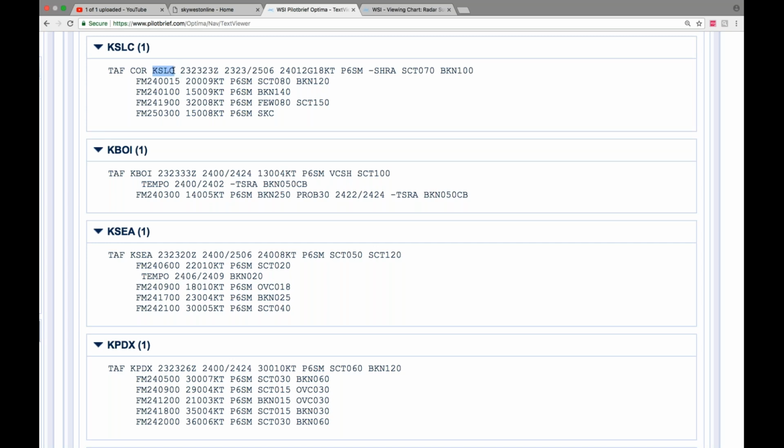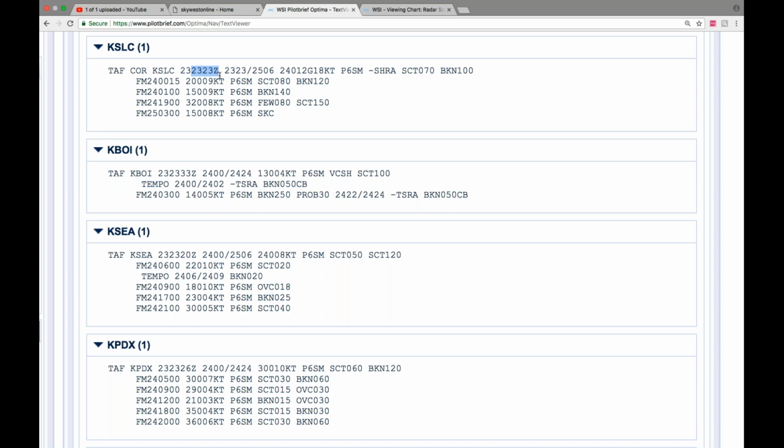Okay, this is for Salt Lake City. This is our airport identifier. And then, like you said, this TAF was issued the 23rd of this month at 23:23 Zulu.